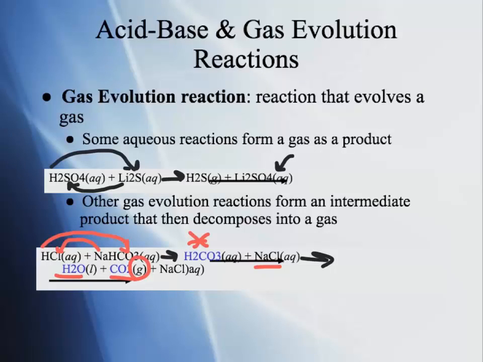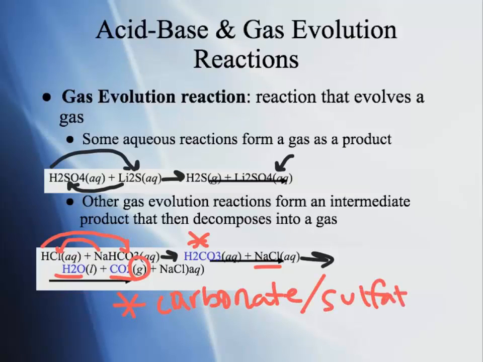Okay, so a lot of the carbonates and sulfates are going to be intermediates for a lot of gas evolution reactions. All right, so kind of look for if something has a carbonate in it or a sulfate. Okay, actually bicarbonate or bisulfite. Usually they're going to have an intermediate step, an intermediate product that will decompose into some kind of gas and water.